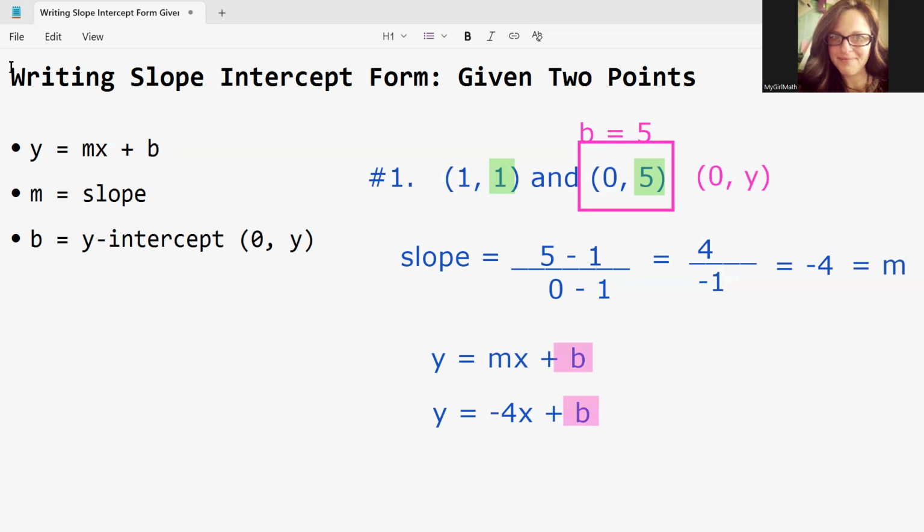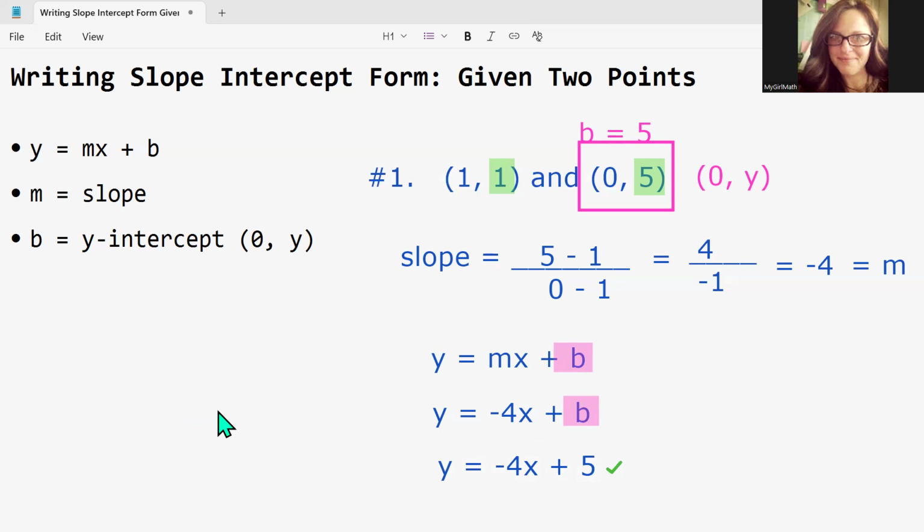And we can write the equation of this line that goes through these 2 points. And there it is. Let's do another example.